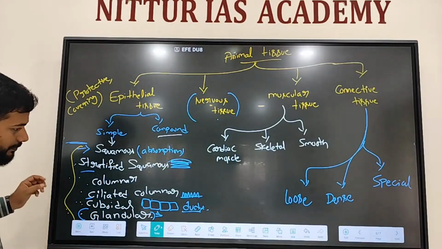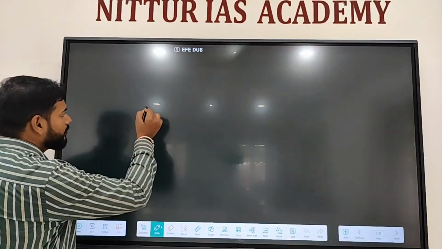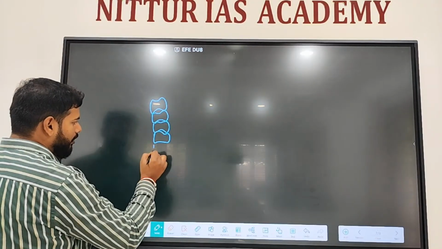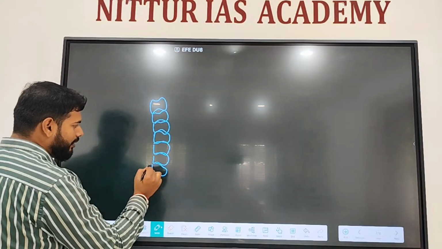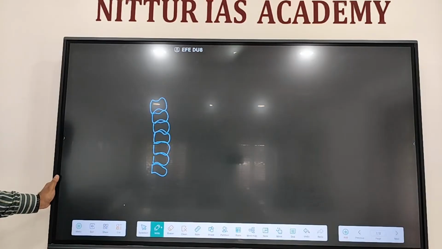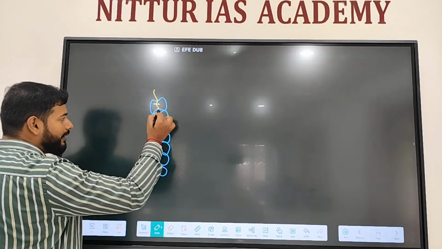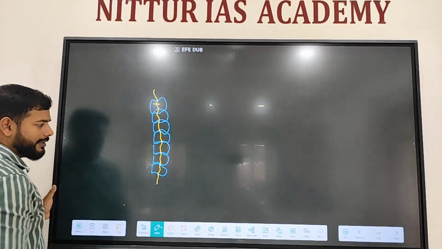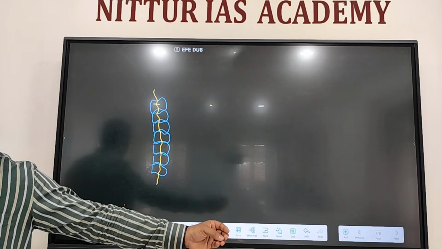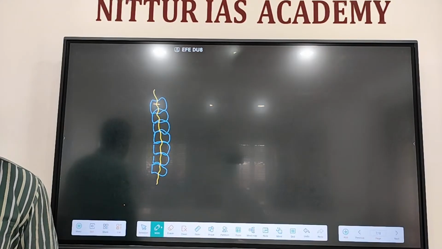Spinal cord means, we are vertebrata. We come under vertebrata, meaning we have a backbone consisting of many vertebrae. How many vertebrae do we have? 33 vertebrae, each and every one of us. Inside the vertebral column, the spinal cord is there. The spinal cord is a thread-like, wire-like structure.